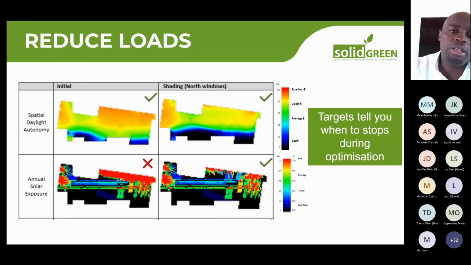And the importance of targets is that they tell you when you can stop during your optimization process. So if we took that building before and we said we had a performance benchmark around daylight autonomy and around solar exposure, we'll know that the initial was not meeting the requirements because the annual solar exposure was not being met. So now if they added shading to the north, assuming north is straight up, they would reduce the amount of light at the perimeter, but be within the target, and then also reduce the amount of direct solar exposure.